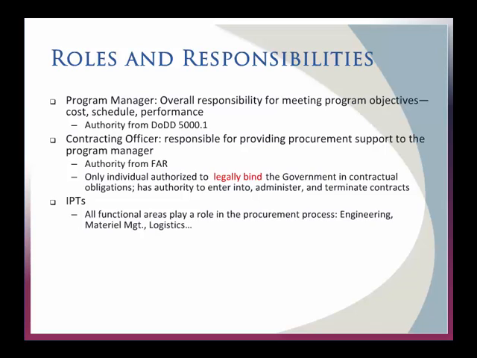And then we have things called IPTs. These are small groups of people that focus on the engineering, material management, the independent product teams. Sorry, I should have said what IPT means.